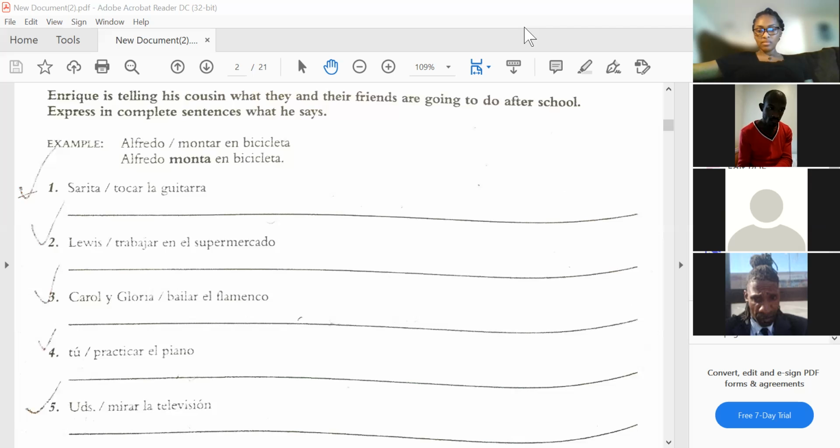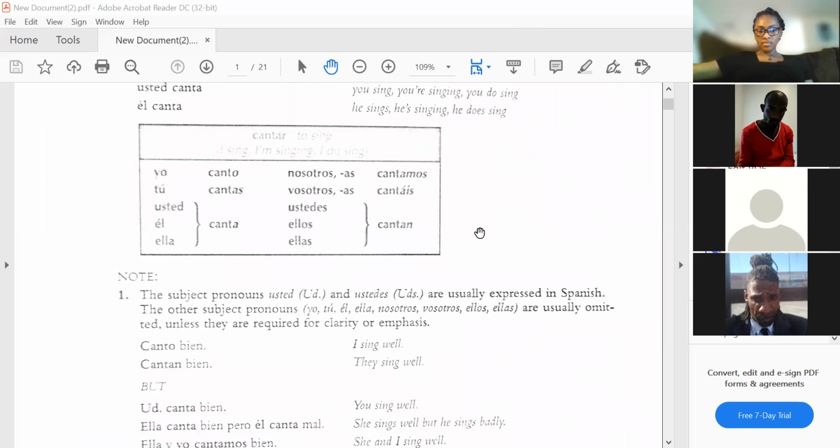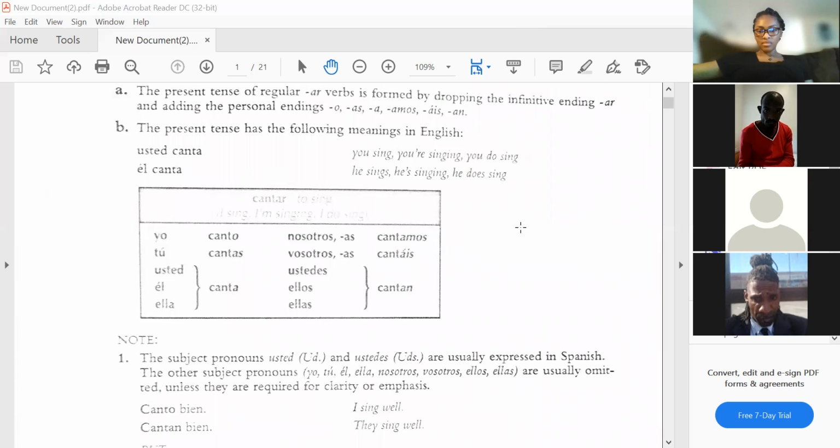Now, what Jennifer told me is if I add an O, then whatever that verb is, it's referring to I. So I put an O on, hablo. If I put an AS on it, hablas. But Jennifer said if it ends in AS, it's referring to you. So when I say hablas español, do you speak Spanish? Because it ends in AS.